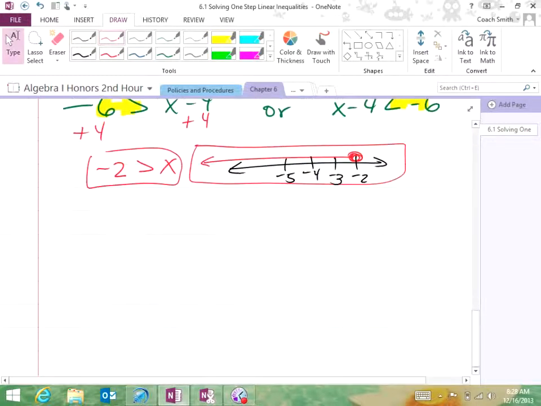All right, do this one on your own. You want to graph it? Yep. Negative 8 is less than or equal to x minus 14. Yeah, I can't do my sign proper. There we go. Remember, once again, this would be the same thing.